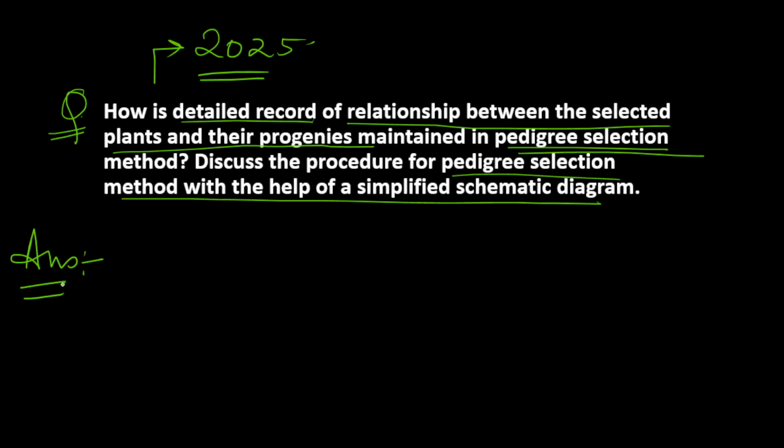In the introduction part, obviously we can define pedigree selection, what pedigree selection is, and in the body you can divide the body into two parts. In the first part you can mention how detailed record is maintained in pedigree selection, and in the second part we have to discuss the procedure of pedigree selection method using a diagram. So let's start. So what is pedigree selection?